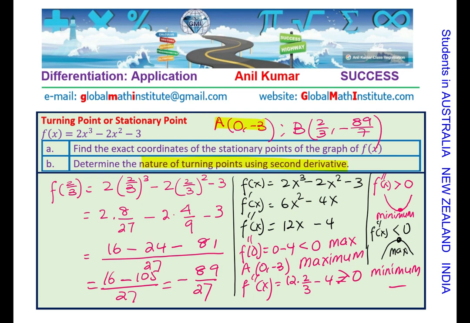So we get a result here that we have a maximum at 0, minus 3. So let me write down here. So we have a maximum at 0, minus 3, and a minimum at 2 by 3. The values are also calculated. Correct? I'd like you to check the values on your own, right?